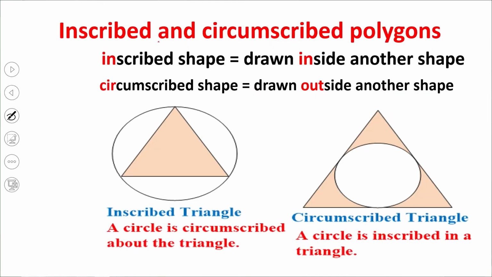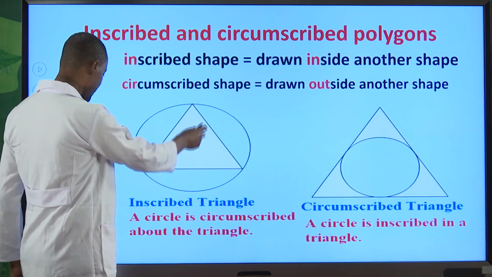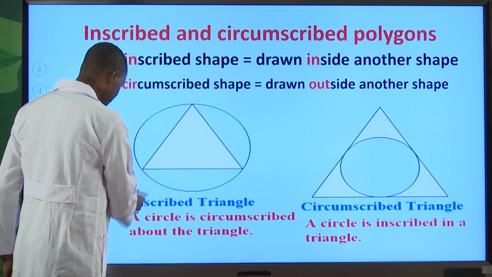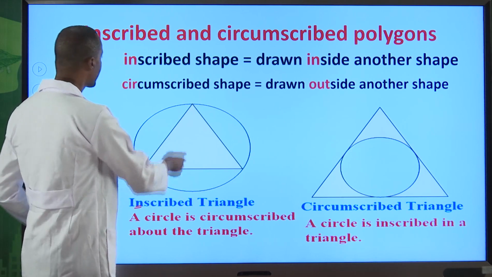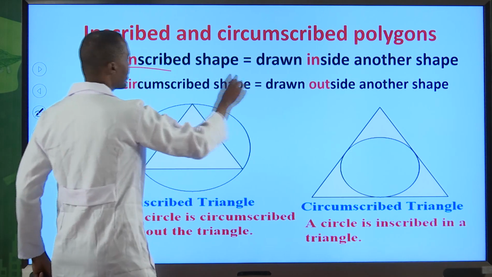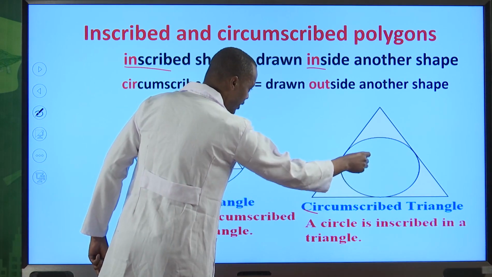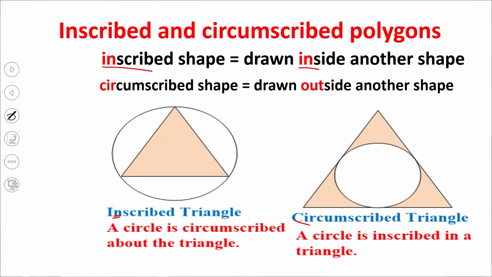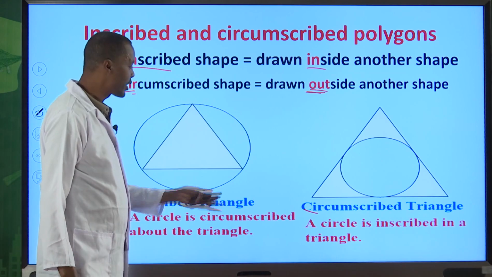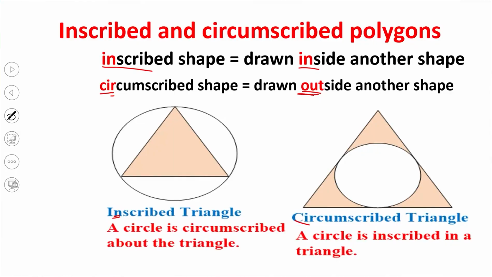Here is, for example, an inscribed triangle. Because the triangle is inside of this figure, it is called an inscribed figure. Inscribed means within something, and a circumscribed triangle, because it is circumscribed, means it is outside of the figure. So this is exactly what is meant by to inscribe and to circumscribe.